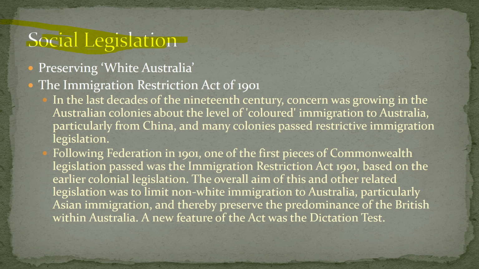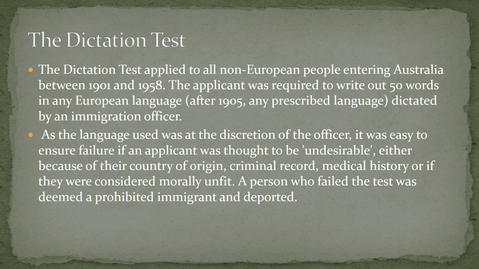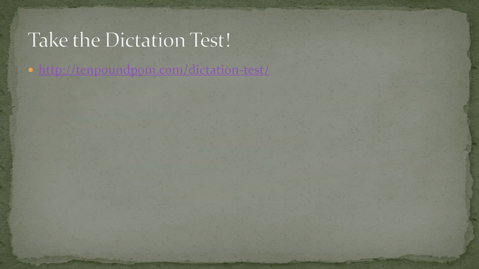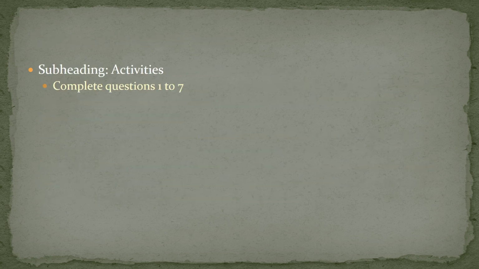Okay, so we went through the Immigration Restriction Act of 1901 on Monday. We did some activities, and we spoke about how Australia was trying to preserve that white culture, and what they had to do to actually become an Australian or to pass into the country was they had to sit a dictation test at the time, between 1901 and 1958. We did some notes on this, and we actually looked at what a dictation test looks like. Then you were given some activities to do, and we summed that up.